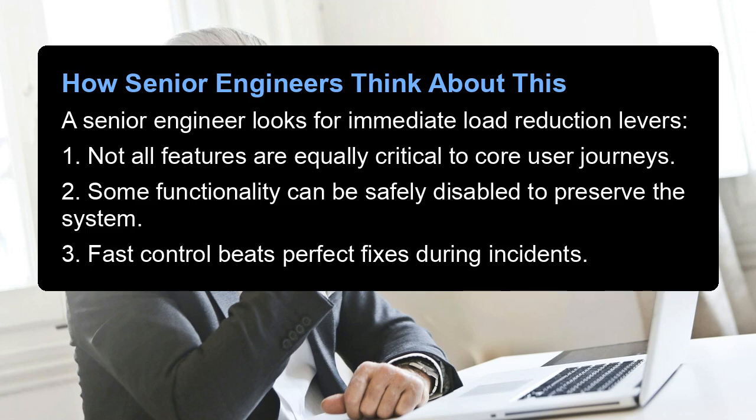How senior engineers think about this. A senior engineer looks for immediate load reduction levers. 1. Not all features are equally critical to core user journeys. 2. Some functionality can be safely disabled to preserve the system. 3. Fast control beats perfect fixes during incidents.